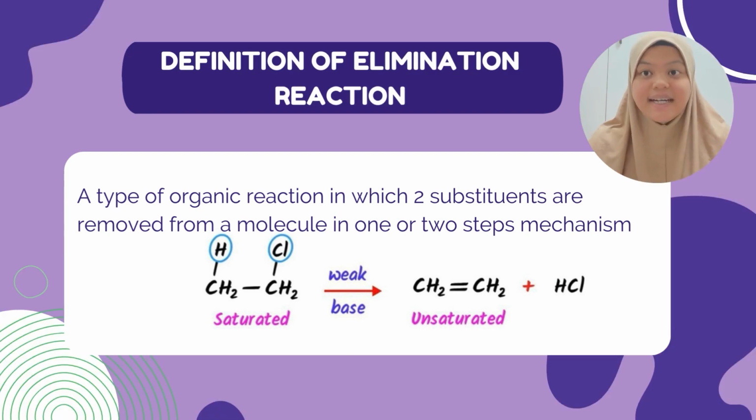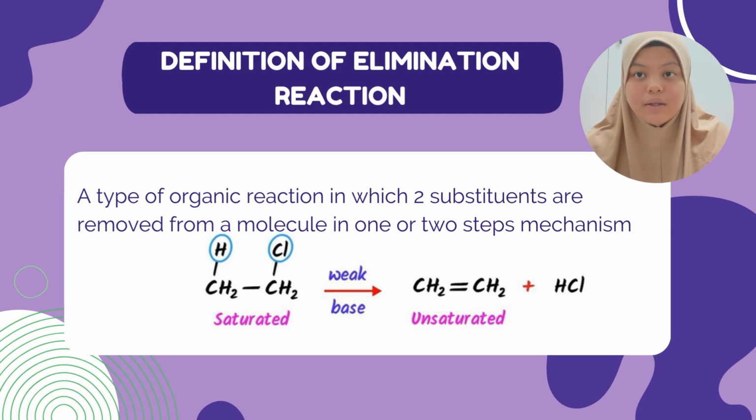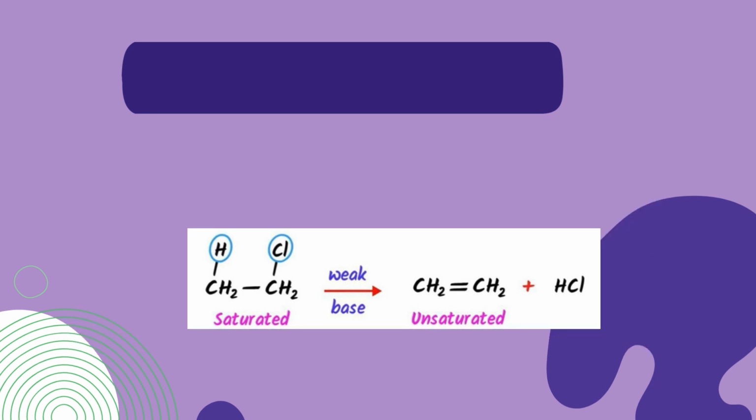For my part, I will give the definition of elimination. Elimination is a type of organic reaction in which two substituents are removed from a molecule in a one or two step mechanism. For example, we have chloroethane here reacting with a weak base that will produce ethene plus hydrochloric acid. In chloroethane, we have two substituents which are hydrogen and Cl. So we need to remove the two substituents to get the products ethene and hydrochloric acid. So chloroethane is the saturated compound that reacts with a weak base to produce ethene, which is the unsaturated compound. So basically, elimination reaction is the opposite reaction to addition reaction.